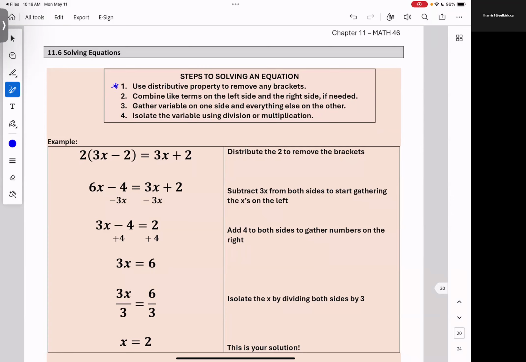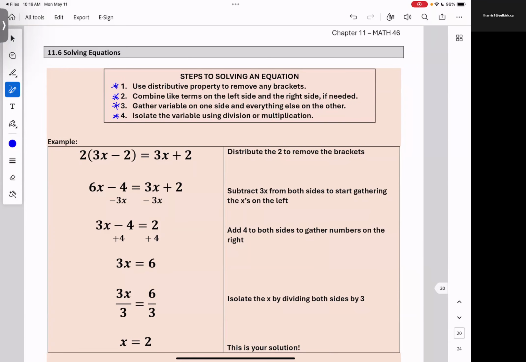And then next, if applicable, we're going to combine our like terms on the left side and right side if there are any. Then we're going to gather our variable on one side and everything else on the other. And then finally, we're going to isolate our variable using division or multiplication. So let's take a look at this example.